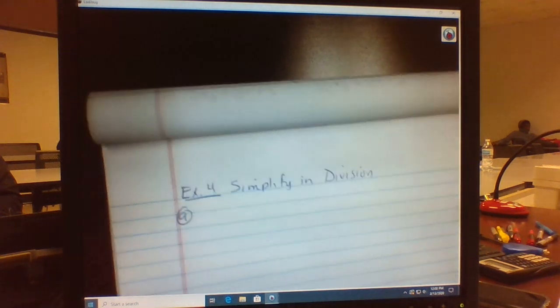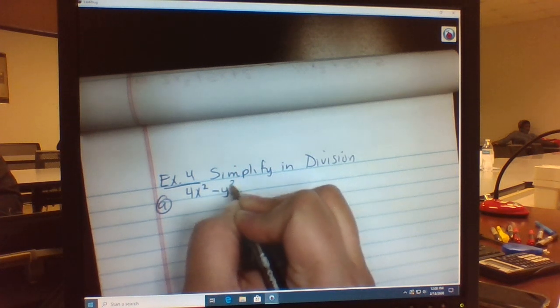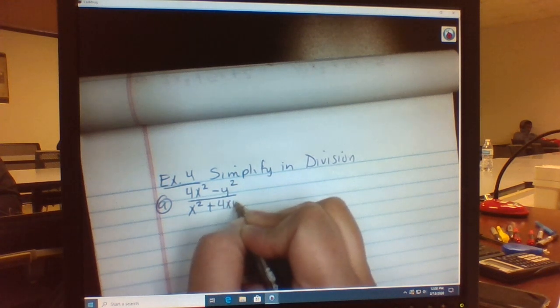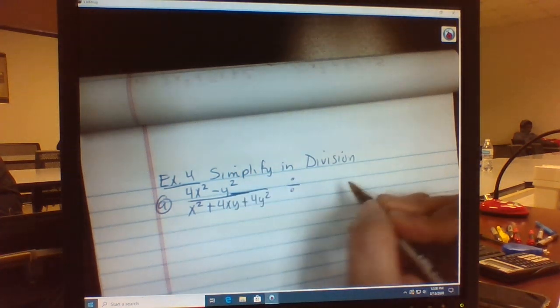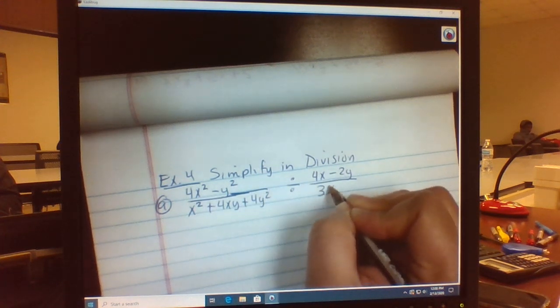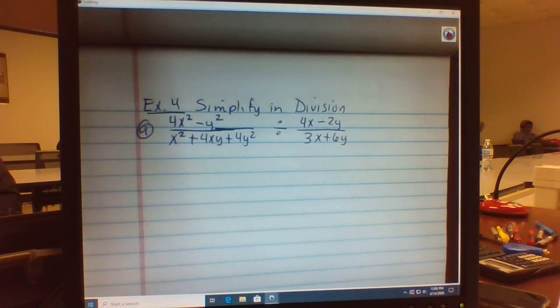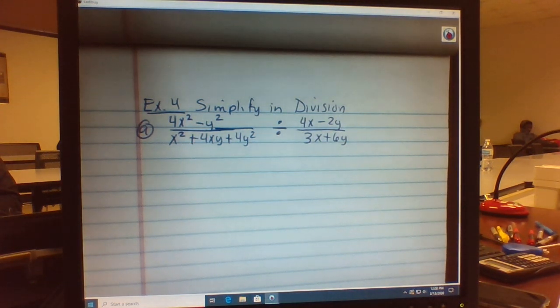They're gonna give you the problem, and it's gonna look like 4x squared minus y squared over x squared plus 4xy plus 4y squared, divided by 4x minus 2y over 3x plus 6y. So my recommendation is you rewrite it correctly at the very beginning, and then it just becomes like a problem that we were doing before. That's the only thing you have to do.